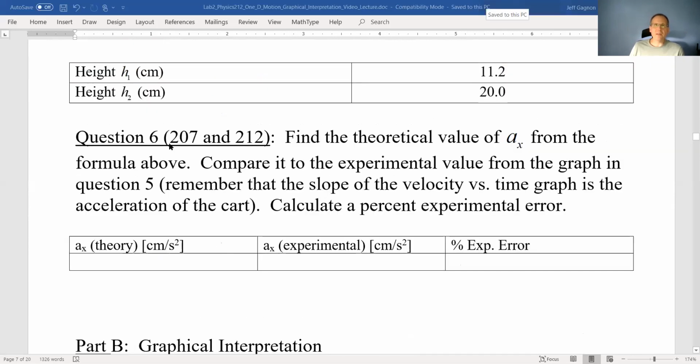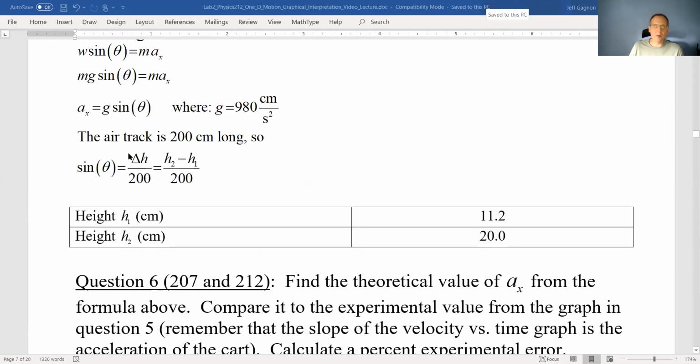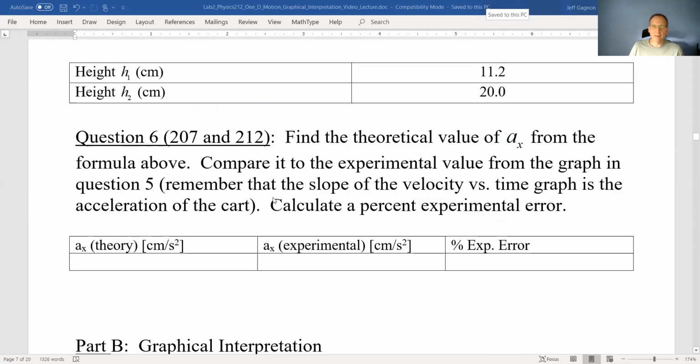So you just need to answer question 6. Find the theoretical value of the acceleration from this formula. That'll be this answer right here. And then compare it to the experimental value.